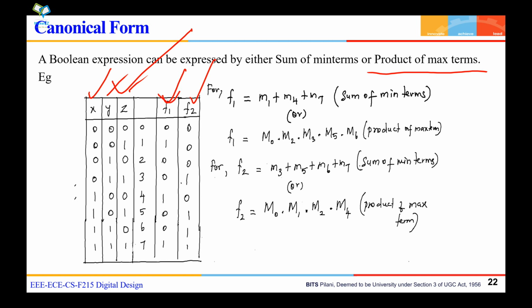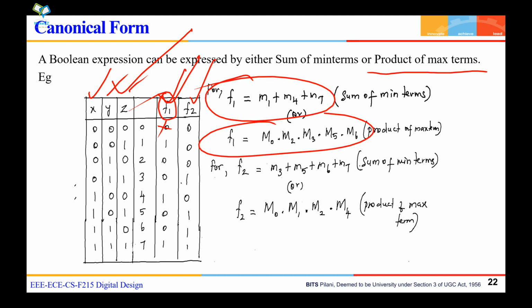Okay, now take F1. Let us write the equation for F1. Now wherever 0 is there, don't worry about that, just leave it. But wherever 1 you see, F1, wherever 1 you see, you can write it in the form of either min term or max term. So in the min term, you have to see all those which are having 1.